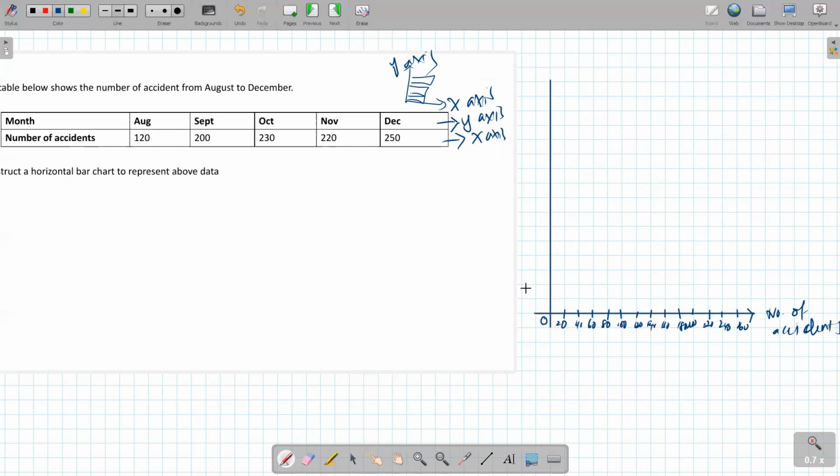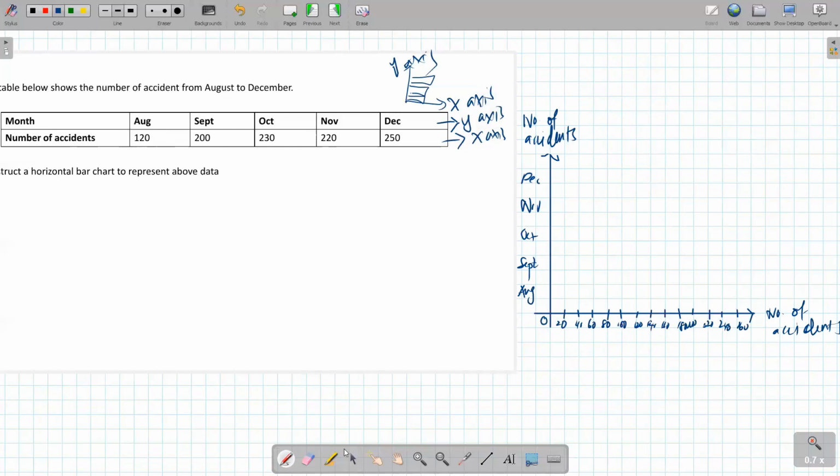Then we have our months here. We start with August, so this one is August. Then we have September, October, November, and December. This is your y-axis, and you need to label it so that we know what the axis is representing. So number of accidents. Next, we draw one by one.